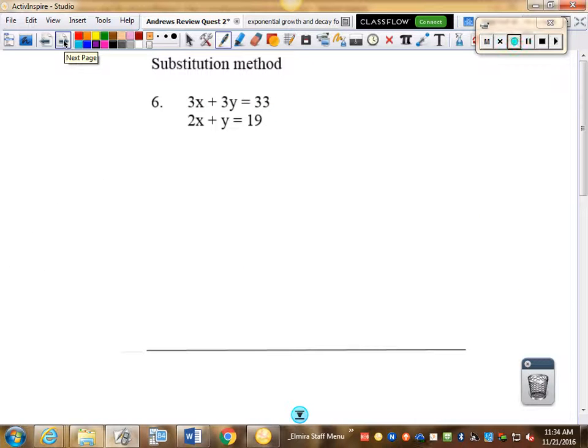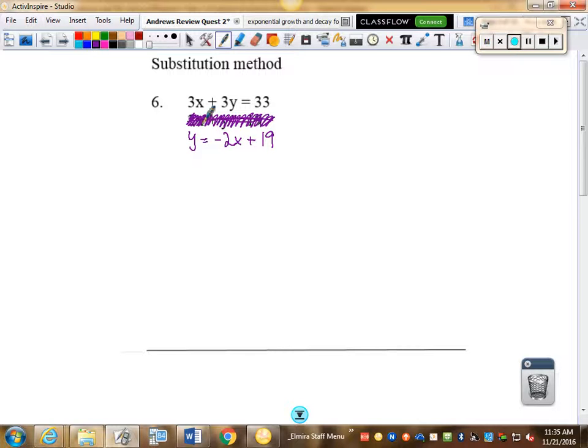All right, substitution method. One thing that I changed on the quest for tomorrow, but forgot to change on the review packet, is this equation. Okay, I want to make sure that I show you substitution. So I put one of them in y equals form.